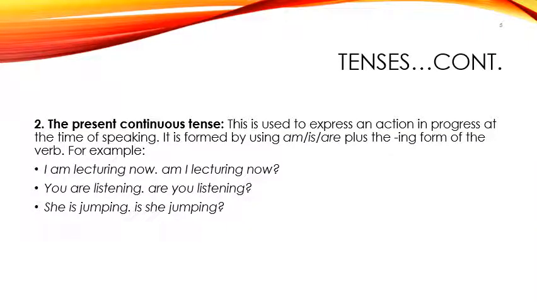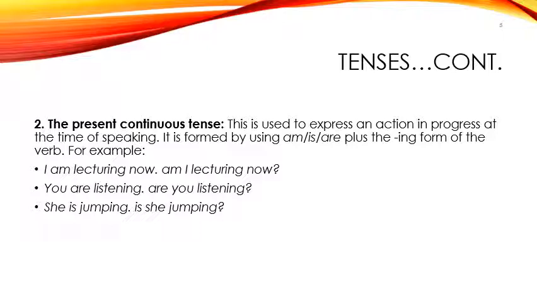The second type of present tense is called present continuous tense. This is used to express an action which is in progress at the time of speaking. It's simply formed using these forms of the verb: am, is, are, depending on the subject, plus the ing form. Remember, we have taken the present participle form before, that is the ing form of the verb.